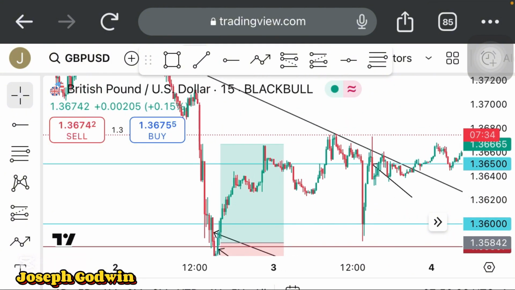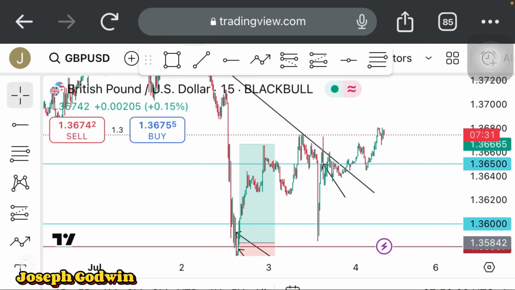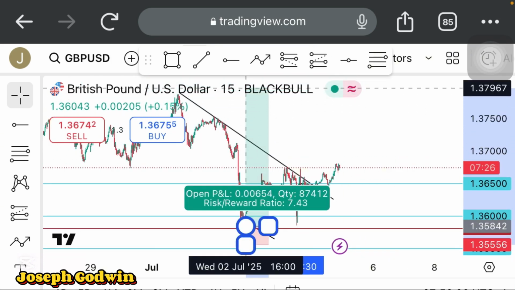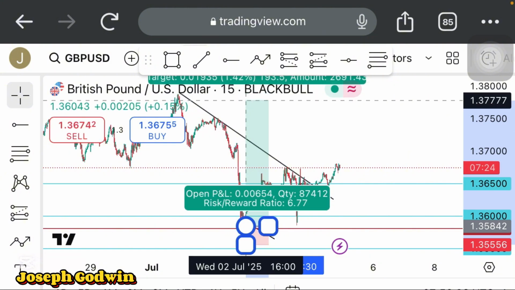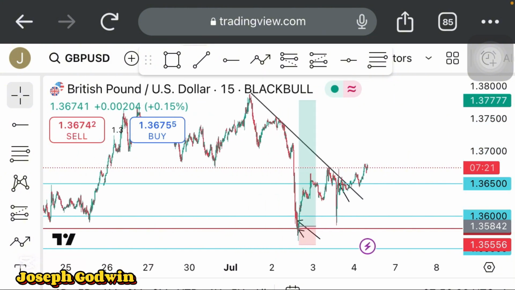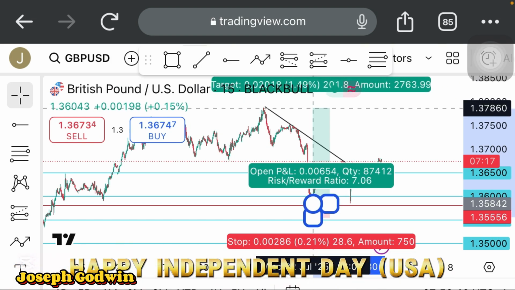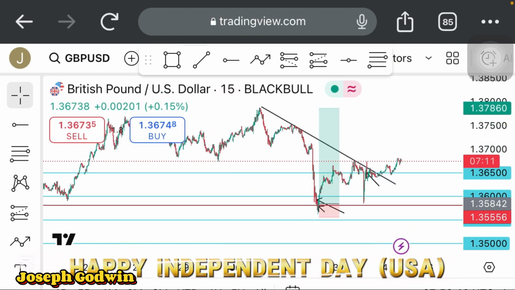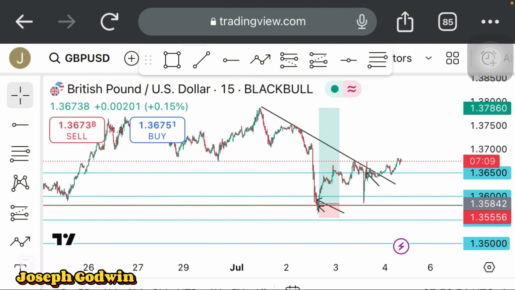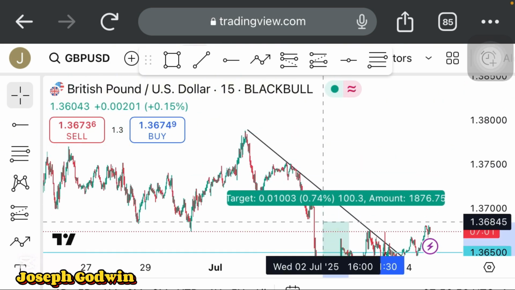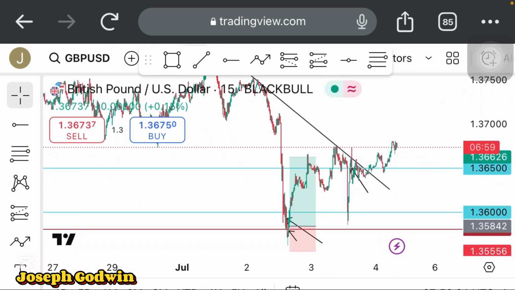It's even more than that, because as I'm speaking now, I believe the market will still go farther than this, maybe even up to this point. Just 1 to 7 risk to reward. That's what I'm expecting. Today is US Independence Day, so this is forex, anything can happen. You understand? But at least this strategy or this analysis should give you a profitable trading week.